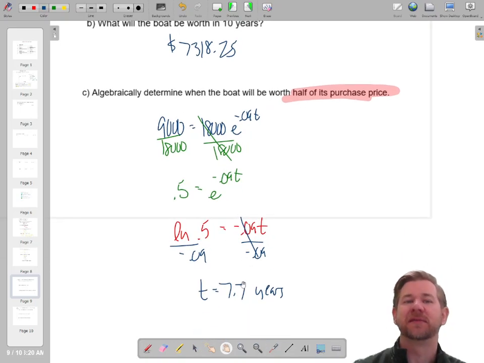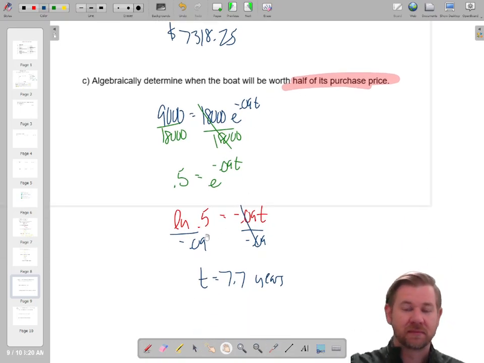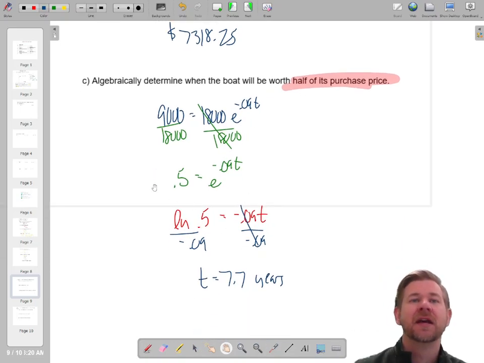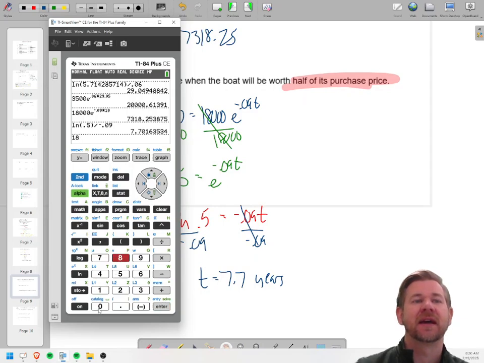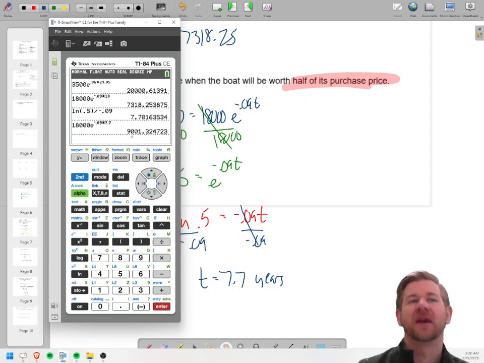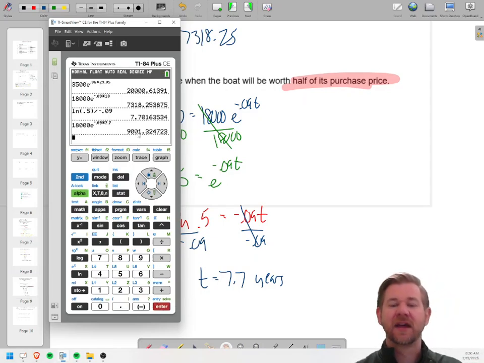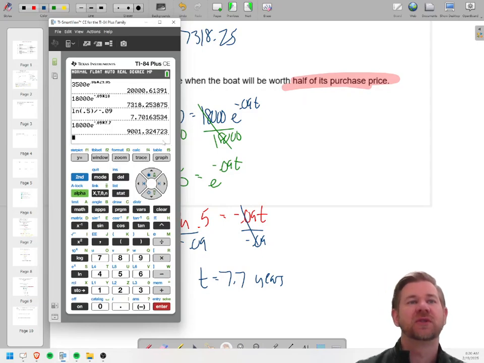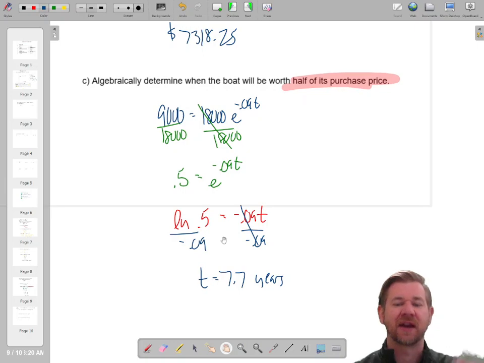Okay, and if you look up here, in 10 years it was worth less than 9,000. So I should have expected it to be less than 10 years, because I know in 10 years it's going to be worth less than that. But if I type my answer in now, 18,000 e negative 0.09 times 7.7 years. In 7.7 years, it will be worth 9,000 bucks. Again, we're creating a little bit of error every time we round. That's why I want you to round as little as possible when you're working through these problems. Let the calculator carry the decimals if you can.